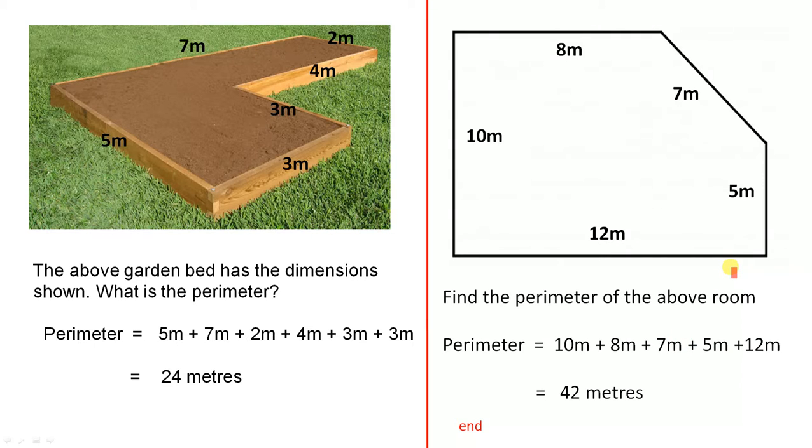And finally, let's pretend that this is a room, and we have to find the perimeter of the above room. You do exactly the same thing. You have been given the 5 measurements. Here they are. You just add them all up. So 10 plus 8, plus another 7, plus 5, plus 12, and that gives you 42 meters.